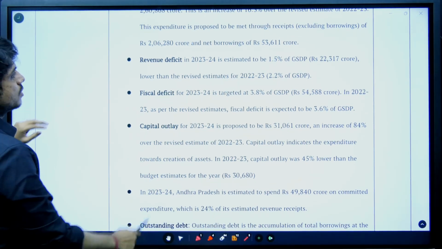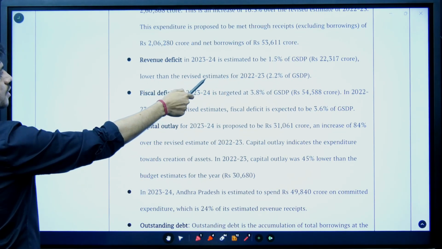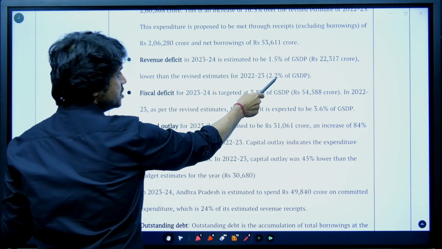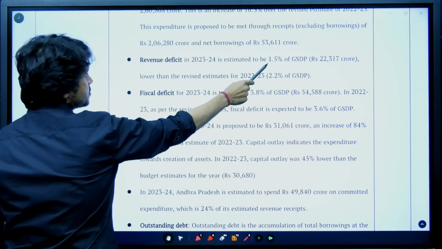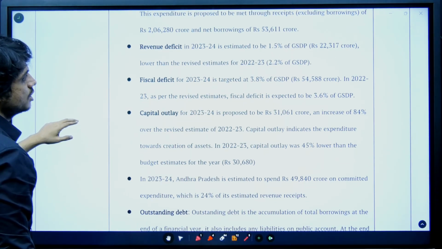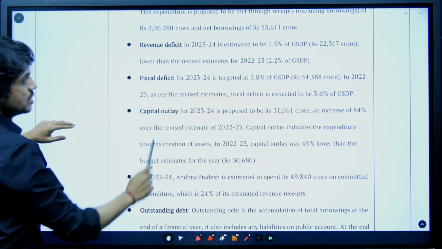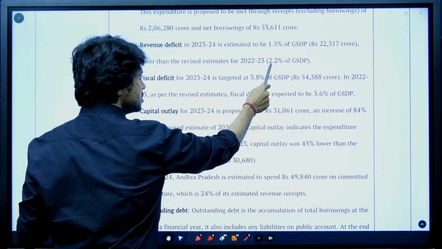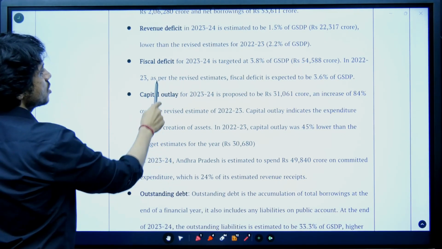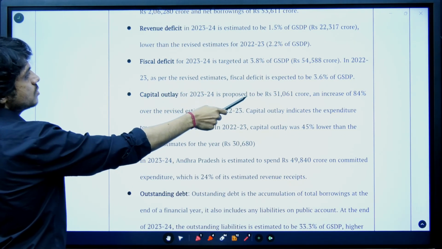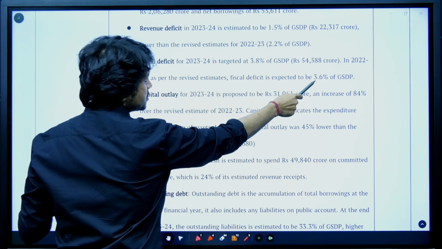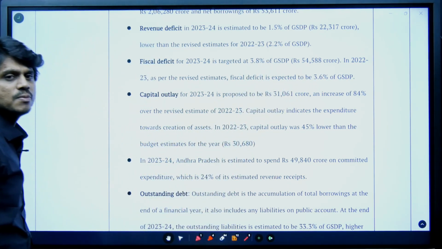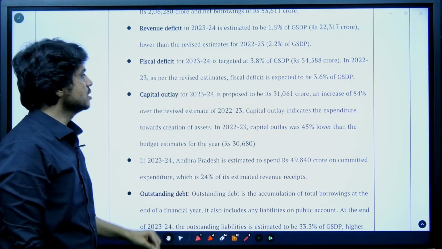So what is the revenue deficit? In the previous year, 2022-23, the revenue deficit was 2.2%. It is expected to reduce to 1.5%. You have to remember this value. Even if you forget this, it is fine. This is very important. Then you have to talk about the fiscal deficit. Now the fiscal deficit is 3.6%, but it could be slightly more because of the initiatives they have taken in the budget.